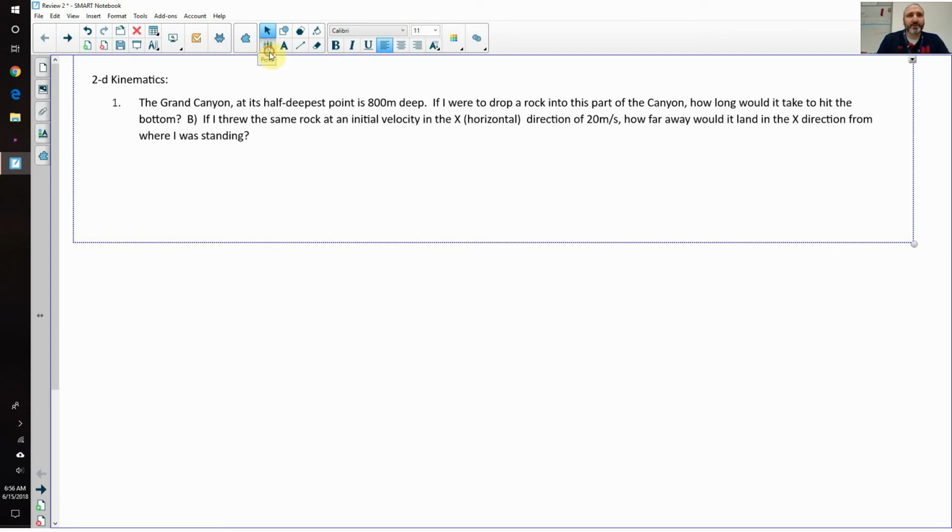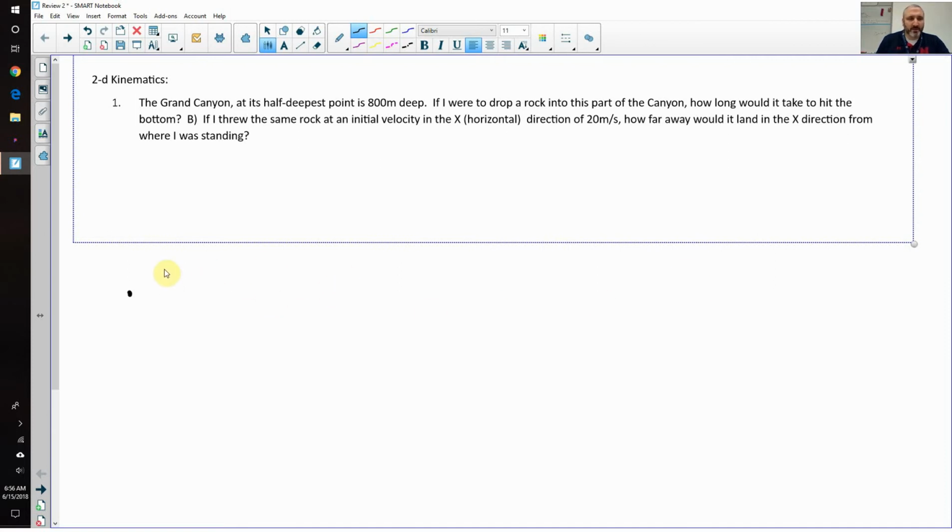So if we start out with two-dimensional kinematics, that's what we're looking at right now. The Grand Canyon at its deepest point is 800 meters deep. If I were to drop a rock into this part of the canyon, how long would it take to hit the bottom? And then if I threw it at an x initial velocity of 20 meters per second, where would it land?